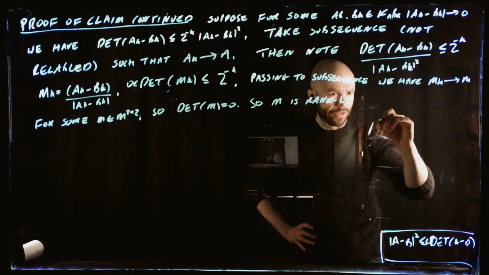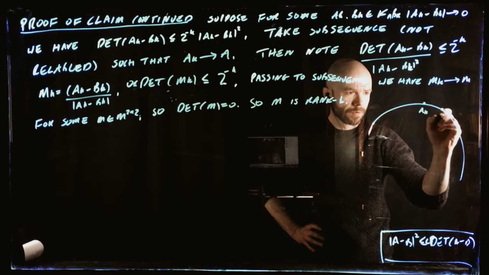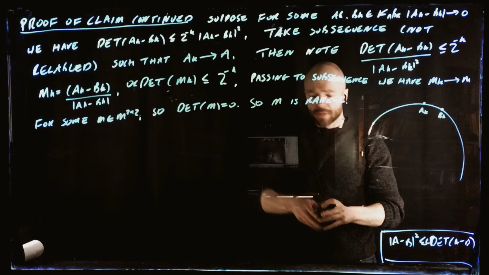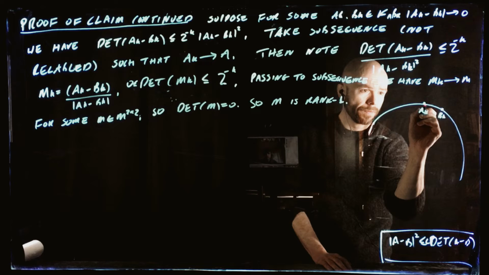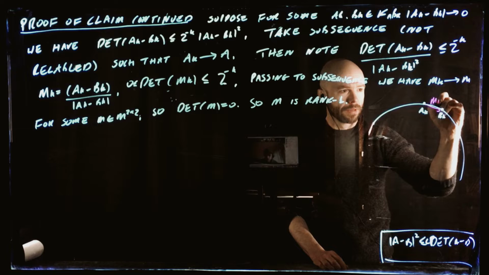So let's draw a picture. We have these AK, BK getting closer and closer together, right? This M on this picture, what is it? It is the difference between them divided by the size of the difference between them. So think of this as this vector, right? So this is this MK vector in the sense of a vector in the space of 2x2 matrices.